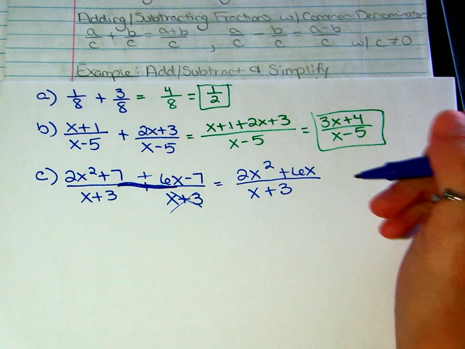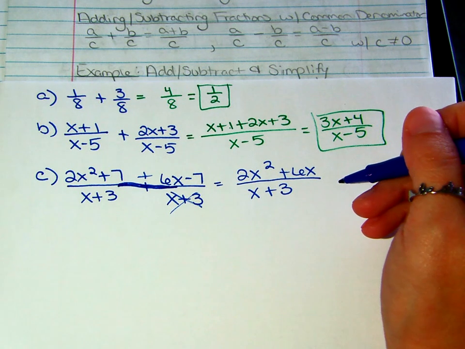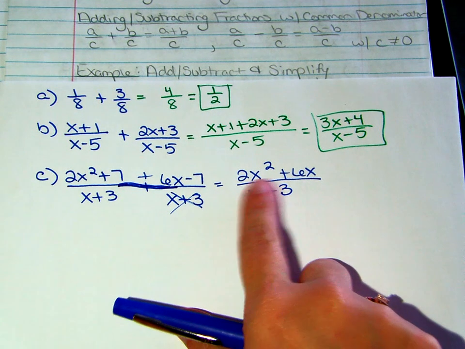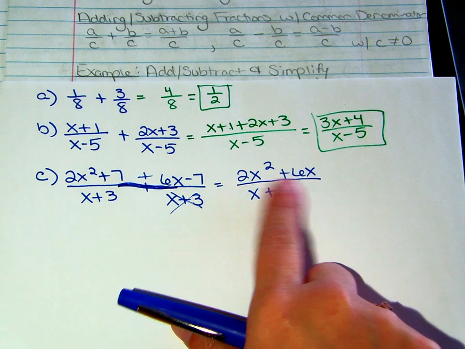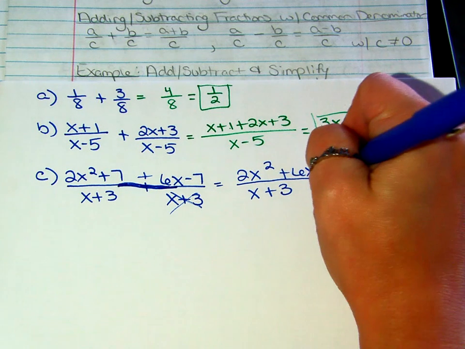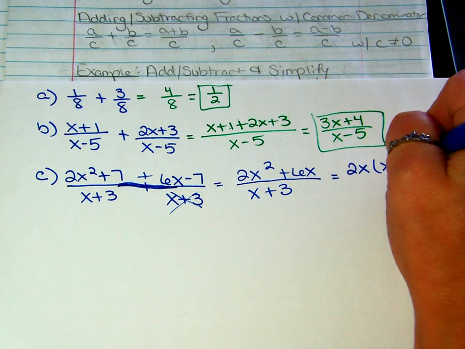Now, at this point, you want to be careful, because if you type this in, you're going to be wrong, because this is not fully simplified. If we look at our top terms, we have a 2x squared plus a 6x. What do those have in common? A 2x. And if I pull out a 2x, that leaves me with an x plus 3 inside.